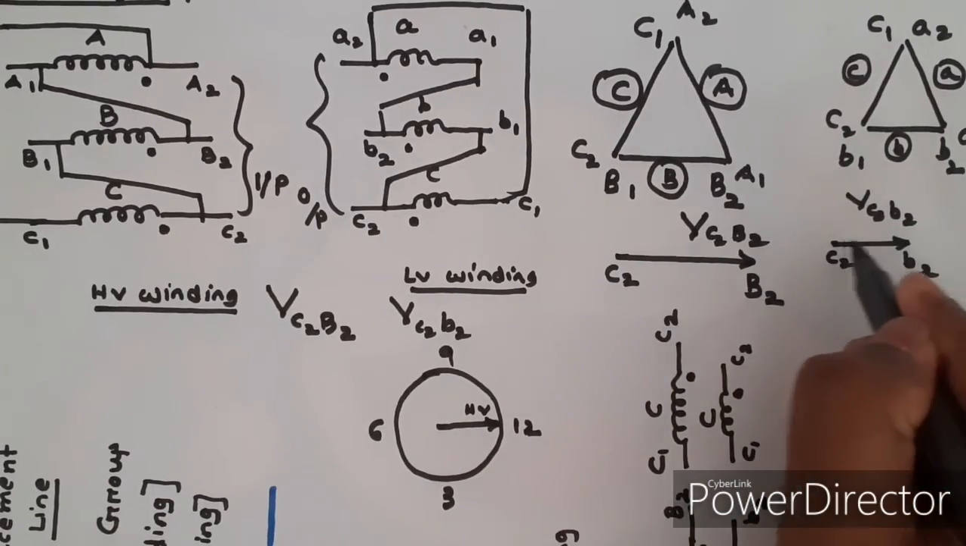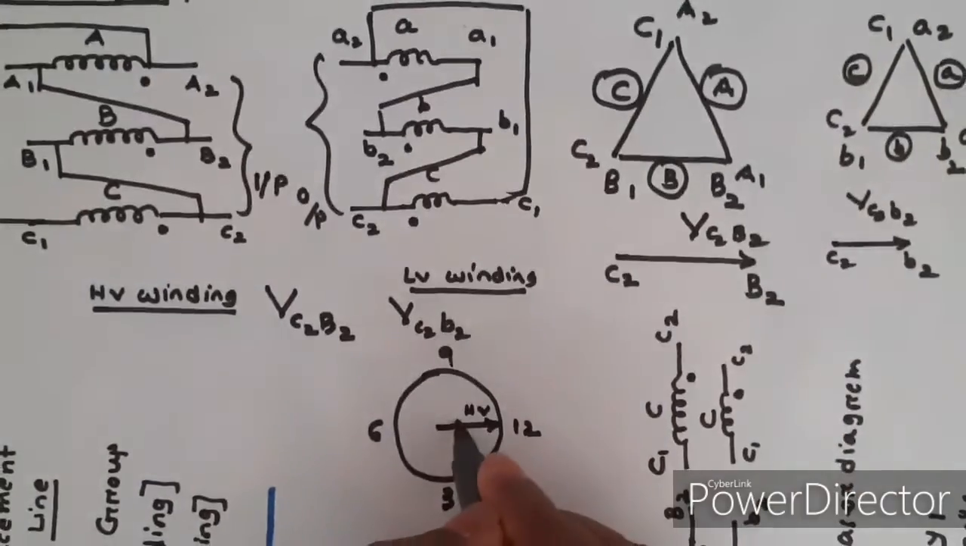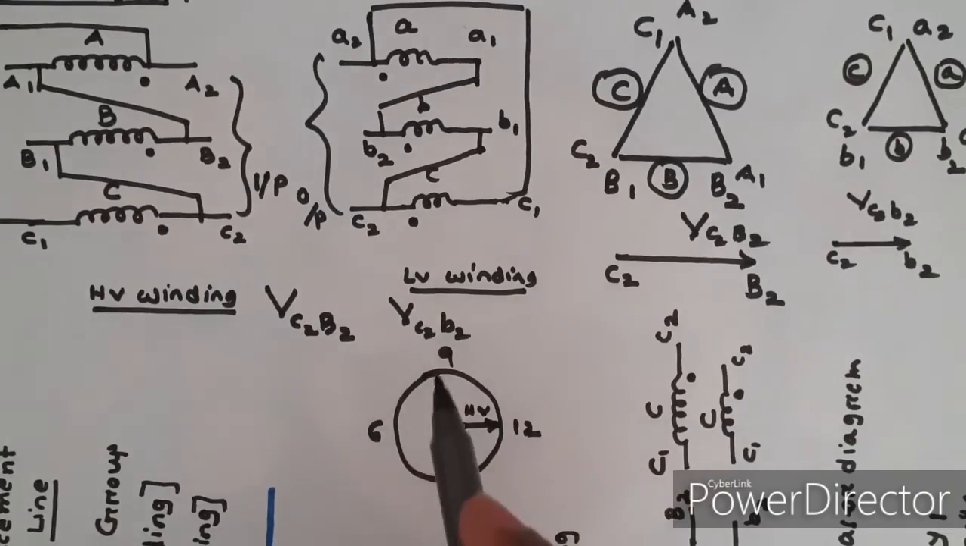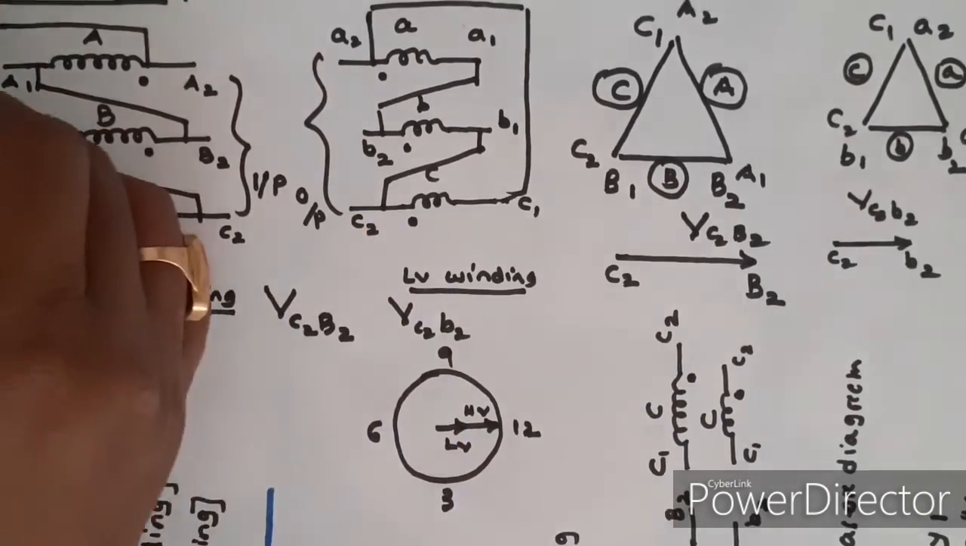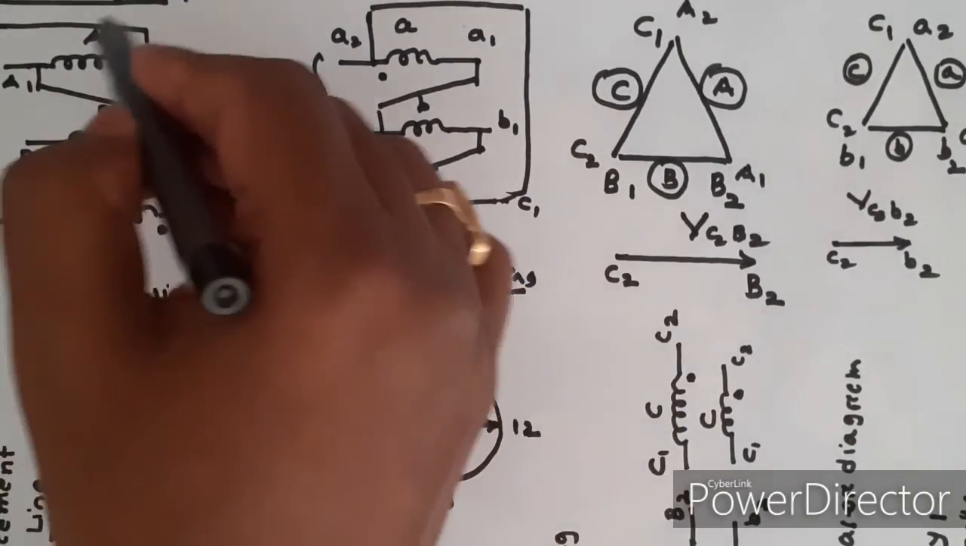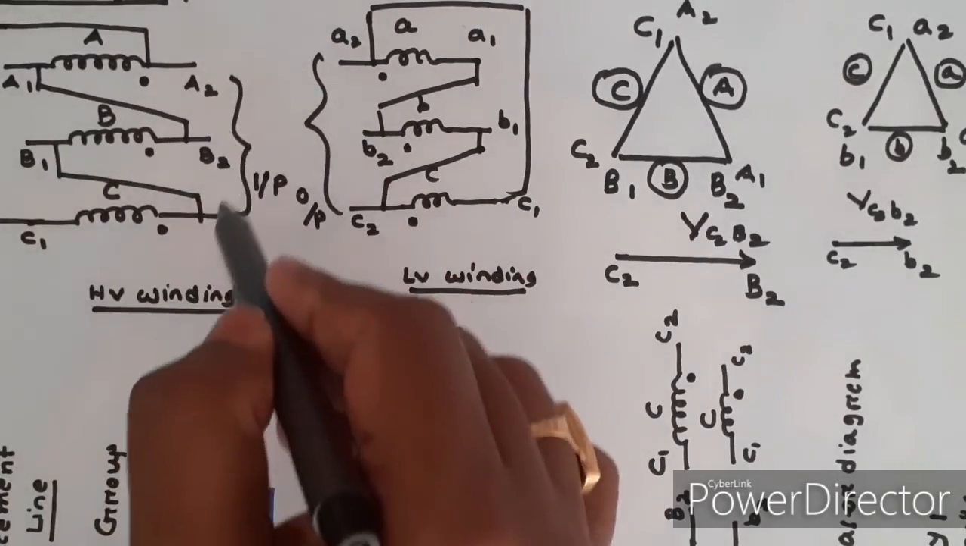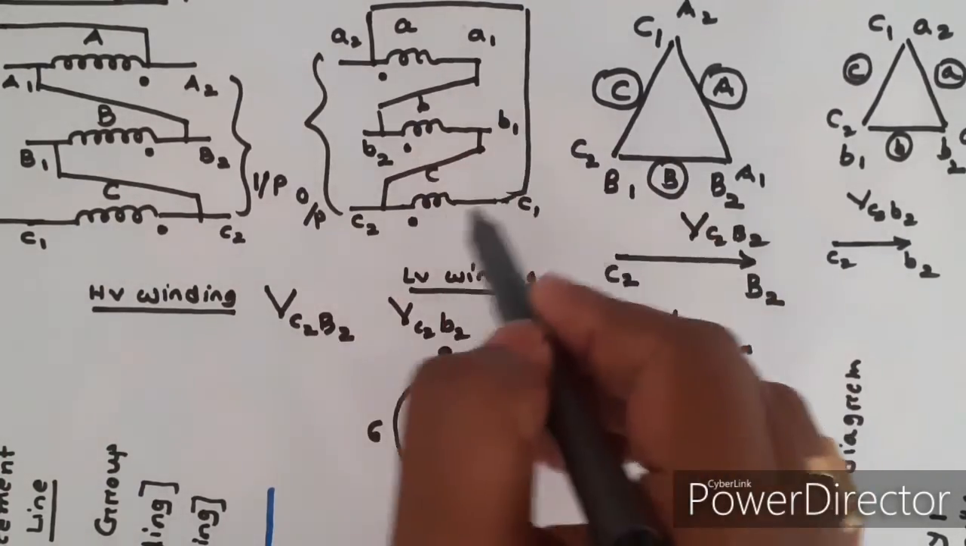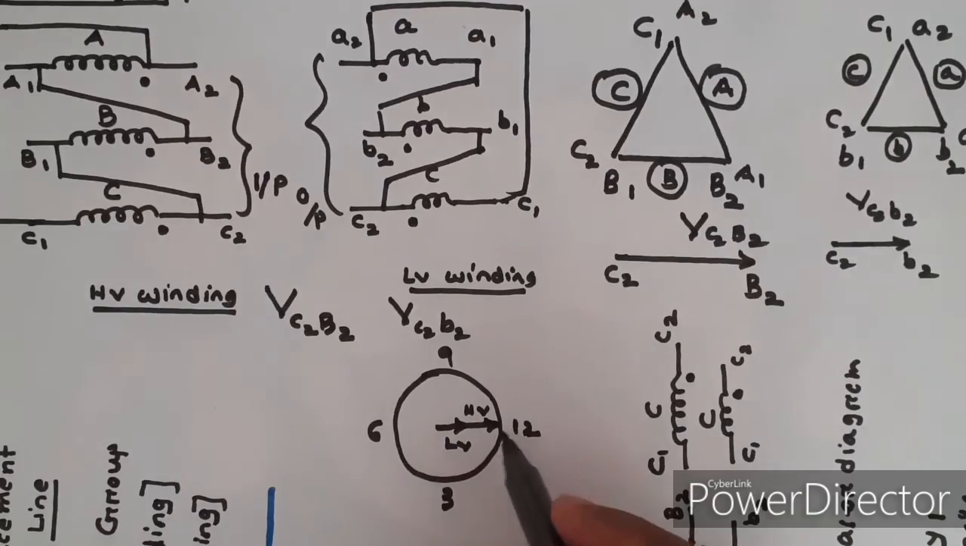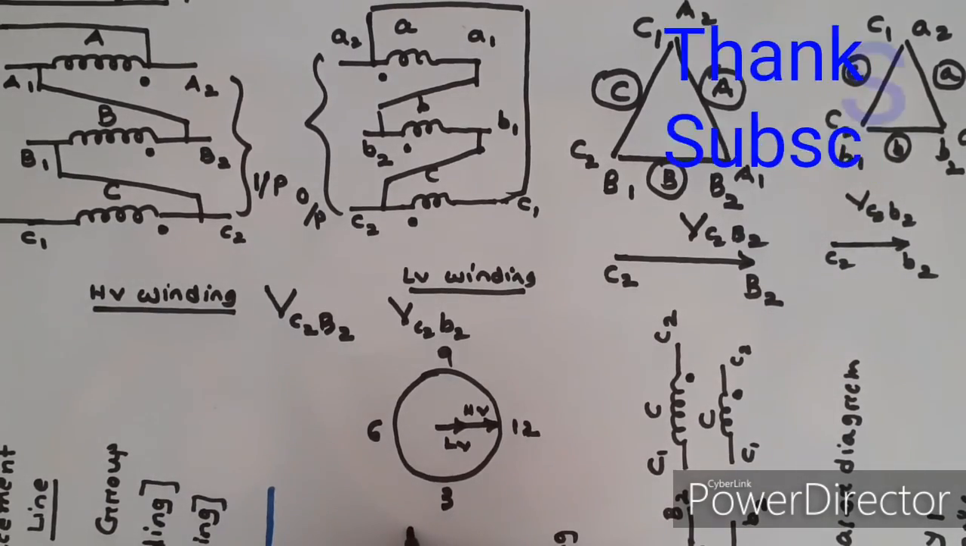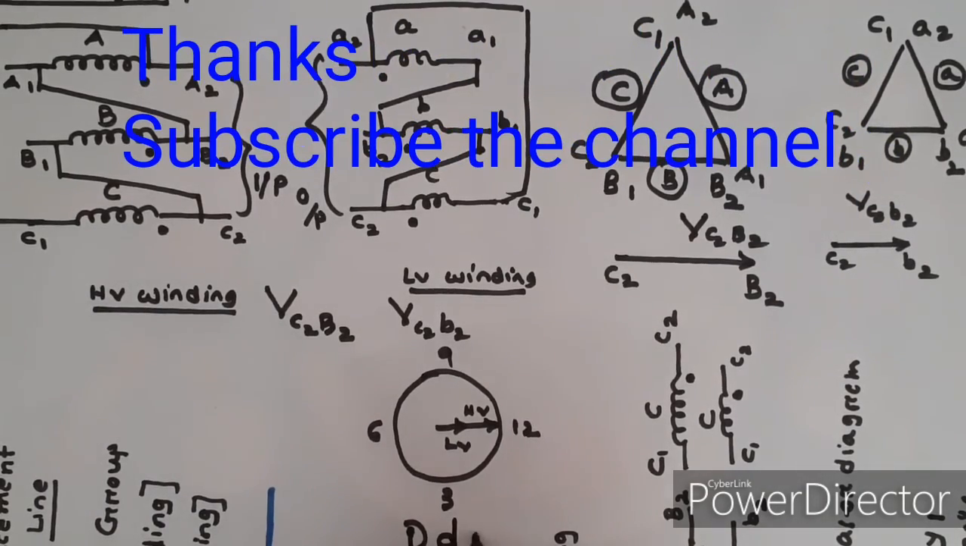The LV line voltage will be in the same direction. There is no phase displacement, 0 degree phase difference. Therefore, it is 0 degree group or 12 o'clock. Therefore, HV is connected in delta, LV connected in delta, and 0 degree phase difference. Therefore, it is DD0.